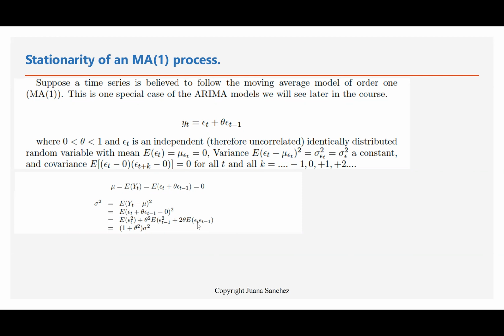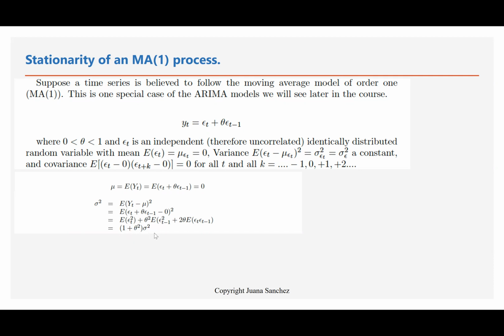the expectation of epsilon t times epsilon t minus 1. Since the expected value of epsilon t is 0, and so is the expected value of epsilon t minus 1, this expression here is the covariance, right? By definition for the epsilon, and since we said it is 0 for all k, this term is 0. So we are left with the expected value of epsilon t squared, which is the variance of epsilon t because the mean is 0, plus theta squared times the expected value of epsilon t minus 1 squared, which is also the variance because for all t the variance is constant, sigma squared.